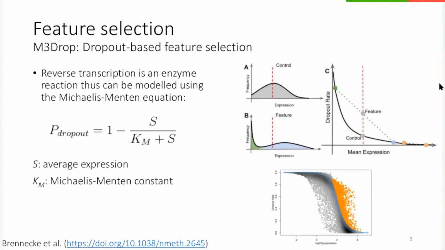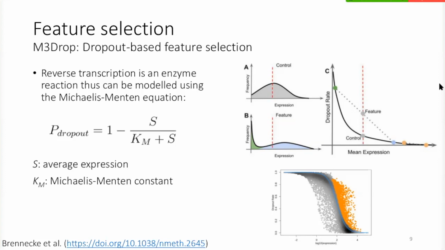Another approach to do this is to use dropout-based feature selection. This is a method that relies on this equation, which comes from an older paper that looks at the dropout rates and reverse transcription. The probability of dropout is 1 minus S, where S is the average expression of a gene, and then Km is some constant plus S.